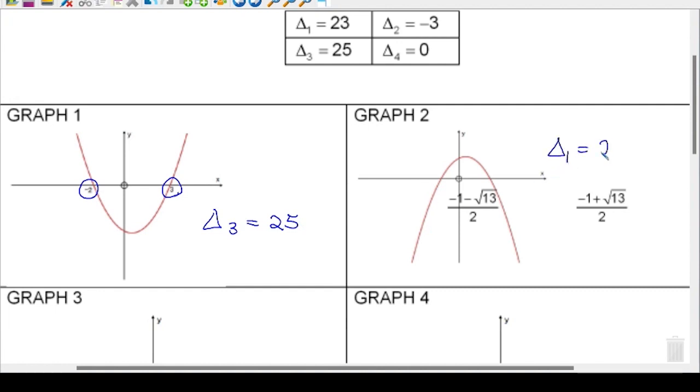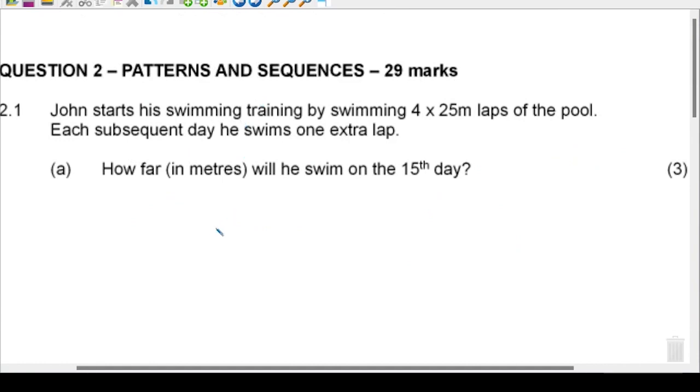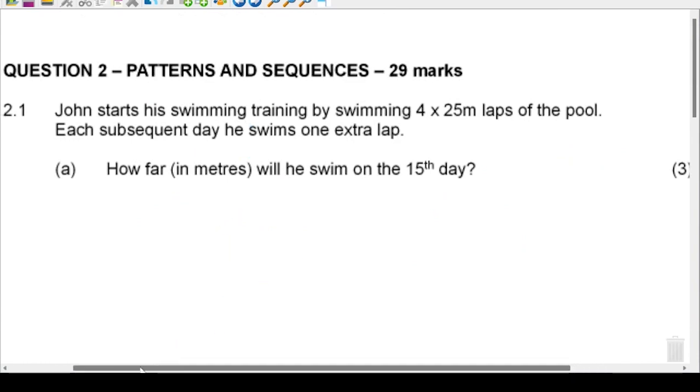Remember that when delta is not a perfect square, we're going to get what we call irrational roots, roots that never end, never repeat, and can't be written as a ratio of two whole numbers. Okay, on to question 2, which is around patterns and sequences, or what we also call sequences and series.